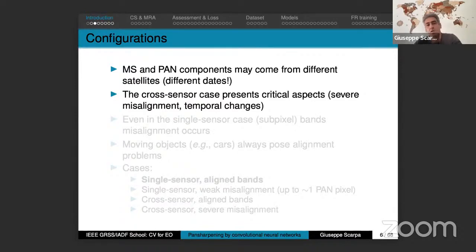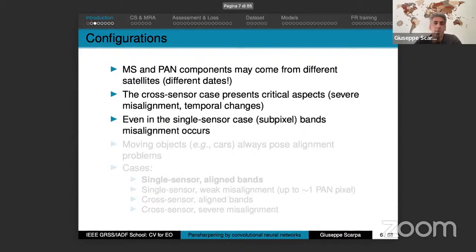In addition, the PAN-MS registration can be not an easy task because of the different acquisition geometry for the 2 satellites. Indeed, even in the single sensor case, a minor misalignment at the subpixel level can occur. This because of small time lags occurring among the acquisitions of the different bands. In both cases, fast-moving objects such as cars or other vehicles are subject to spatial shifts across different bands.